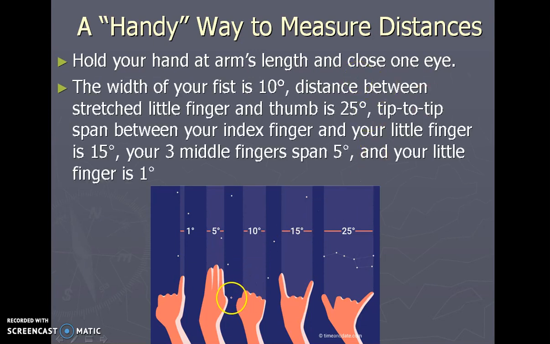So the width of your fist, as shown here, is 10 degrees. The distance between your stretched little finger and your thumb is 25 degrees. You can see the Big Dipper pictured here. The tip-to-tip span between your index finger and your little finger, right here, is 15 degrees. Your 3 middle fingers span 5 degrees, and your little finger is 1 degree. So you can look at the sky and see the span, but just by using your hand.